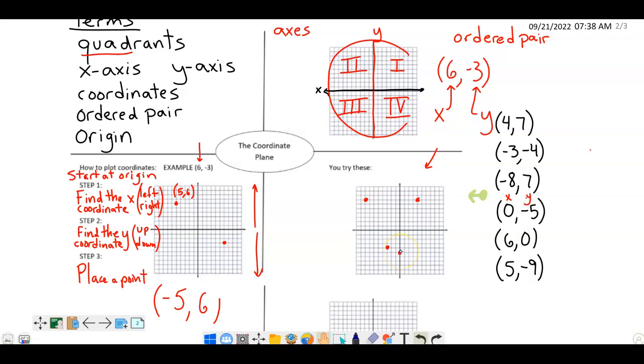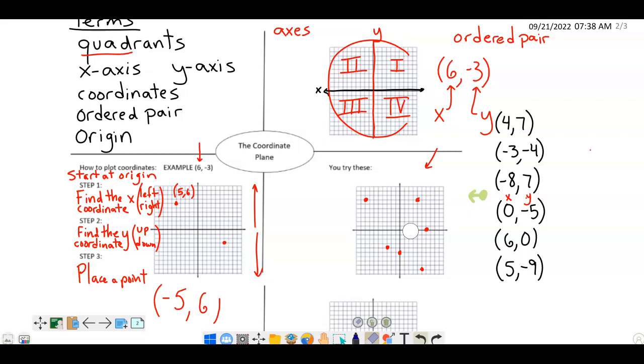Now let's try 6, 0. So I'm going to move to 6. That's me making my little mark, and then I go up and down 0. So I'm on 0 on the y-axis. If I look at this number line right there, that's where 0 is. So I want to stay on the 0. And now 5, -9. Okay, those are where your points should be plotted.